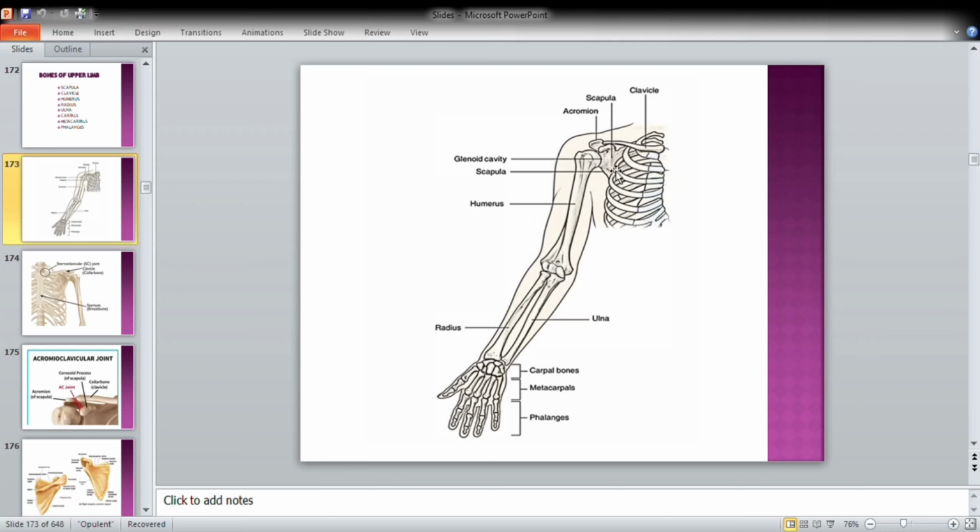This is the scapula shown here. This is the humerus, the radius, and the ulna. The radius bone comes along the thumb side, and the ulna bone is located along the little finger side. These are the carpal bones, metacarpals, and phalanges.